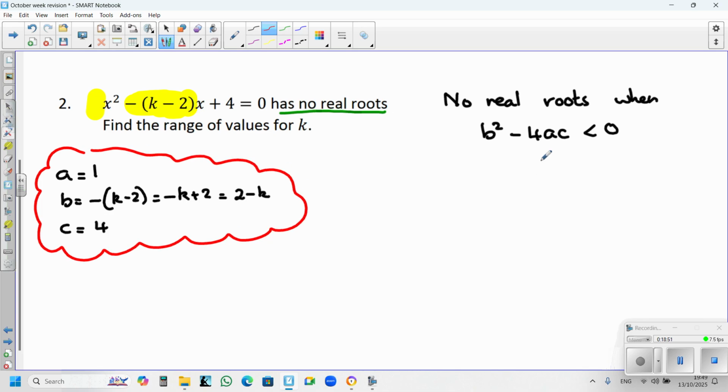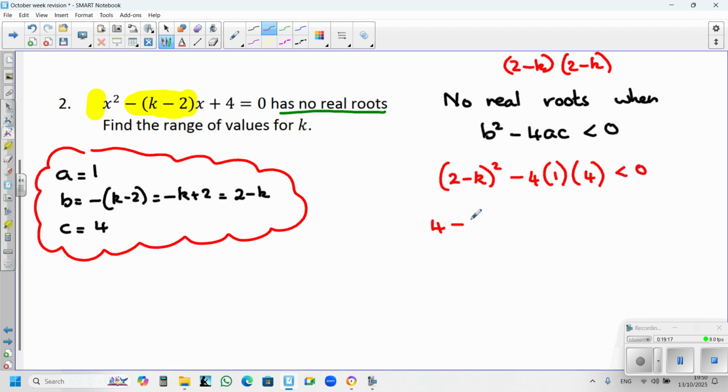So now I can go on and substitute them in here. b squared is going to be (2 minus k) all squared, minus 4 times a times c, and it's got to be less than 0. So multiply your 2 minus k times your 2 minus k. I will show you a quick way of doing this. It's going to be 4 minus 4k plus k squared. So that's the bracket multiplied out. And then minus 4 times 1 is minus 4. Minus 4 times 4 is minus 16. And that's less than 0.